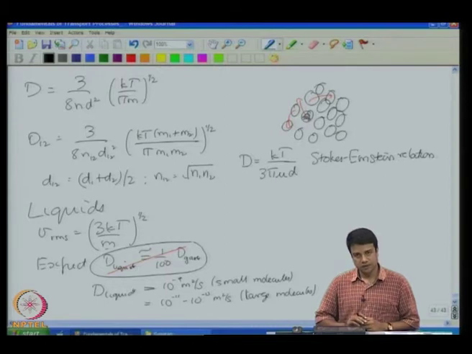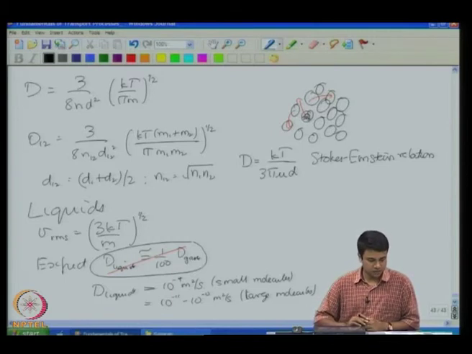This relation is strictly speaking valid only for large colloidal particles in a liquid. There is a requirement in deriving this relation that this diameter d has to be large compared to the molecular diameter, so that the relaxation time of this large particle is much larger than the time scale on which these small molecules impact on this particle. But this can still be used to give an estimate of what the diffusion coefficient in liquids should be.